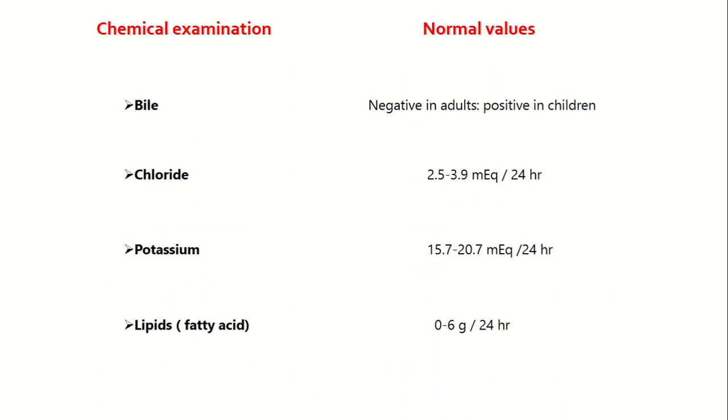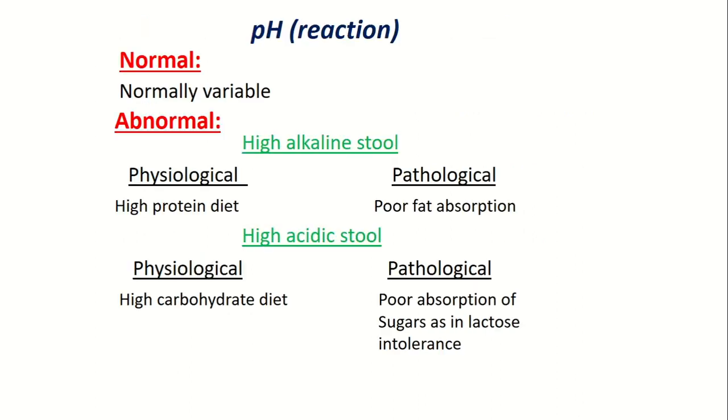Usually it is negative in adults: chloride, potassium, and fatty acid. So these are the various normal values in chemical examination. Start with pH. Usually it is variable, but high alkaline pH always indicates a high protein diet physiologically, and pathologically it is due to poor fat absorption.